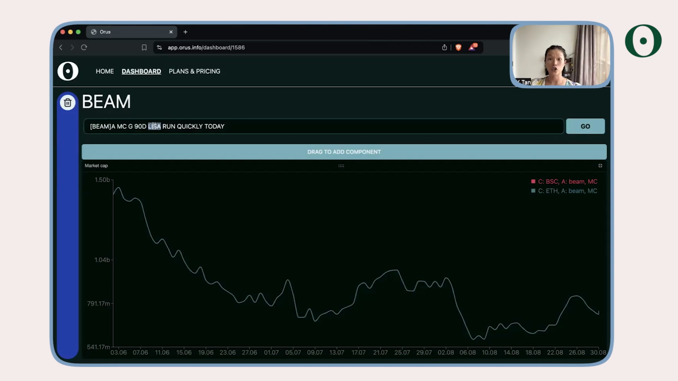Lisa is the subject we're talking about. And in this analytics, we're looking at Beam as an asset. Lisa runs quickly. So runs is the verb. Verb is the analytics or the metric, the function we want to analyze. So here we have MC, market cap. Quickly is the adverb. And in analytics space, we look at what visualization looks like. And then today's the time frame, and we have 90 days. So in a very similar vein, we have Beam as an asset, market cap, graph, 90 days. Very similar to English language.